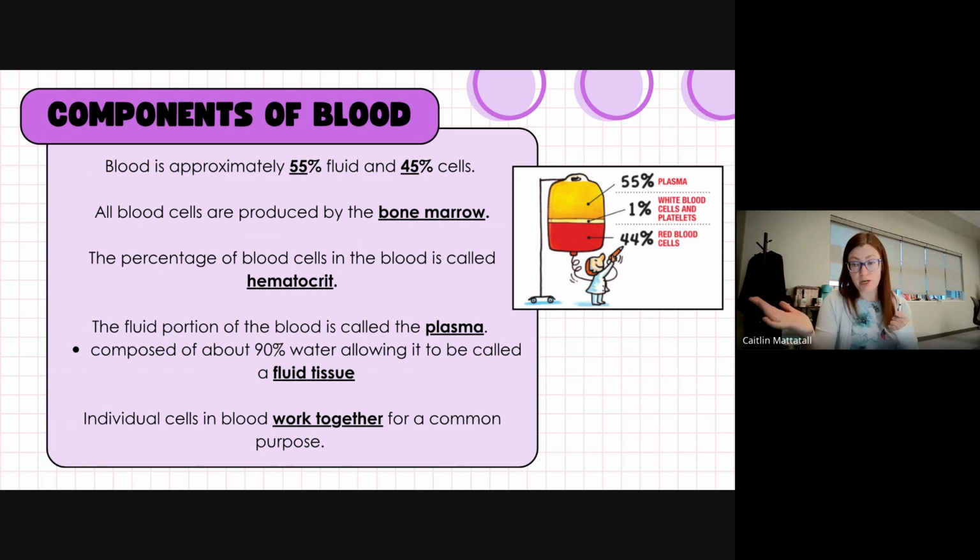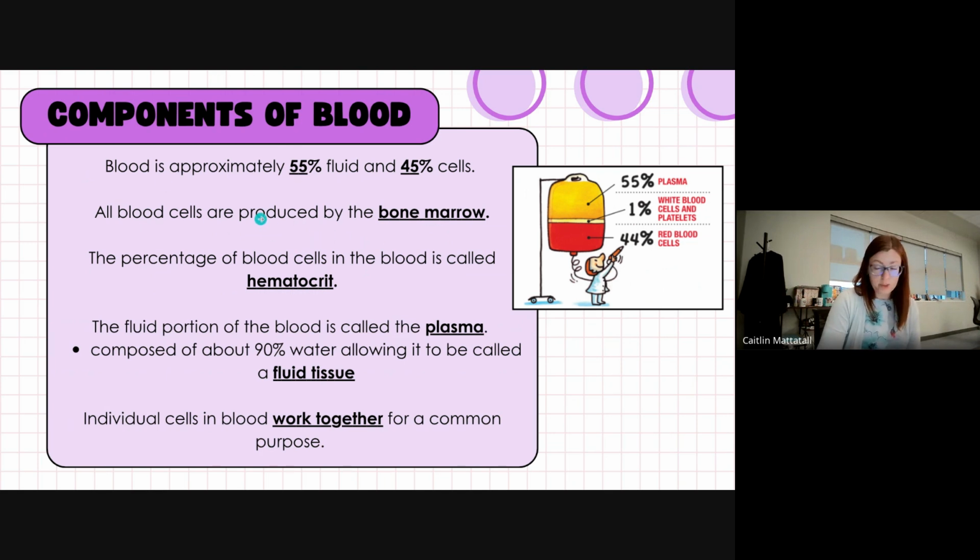44% of those cells are red blood cells, so the bulk of your blood has red blood cells in it. The other 1% is composed of your white blood cells and your platelets, so your immune cells and your blood clotting cells. Red blood cells obviously have the biggest role to play, and they're going to have the most information that goes along with them that we'll be talking about.